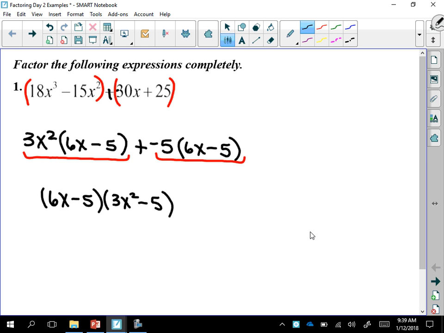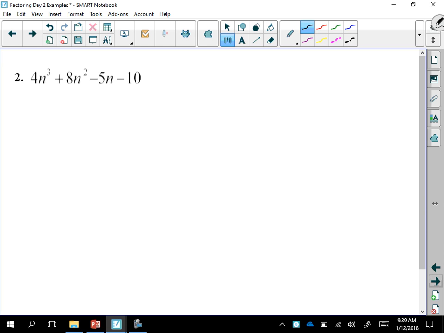That's grouping. Group the first two, group the second two, be careful about any subtraction signs, and then look for GCFs within the groupings and then overall. Okay? So try that one.